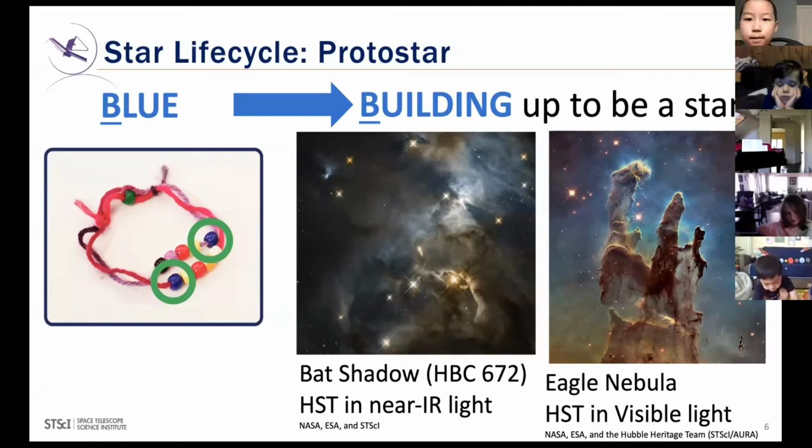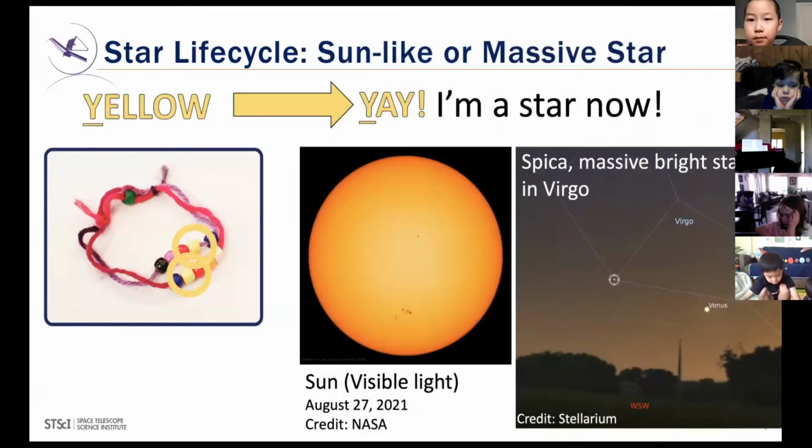All right, so the next bead color, so look at your bracelet. What's the next color you have here? And you can follow along on my little picture here. I'm circling the beads that you have already put onto your bracelet or maybe your necklace if you made one. So the next color is yellow. So everybody say with me, yay, I'm a star now, right? So this is when they're no longer baby stars. They're creating their own energy.